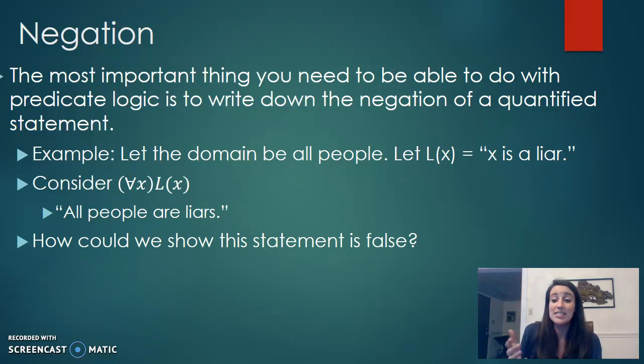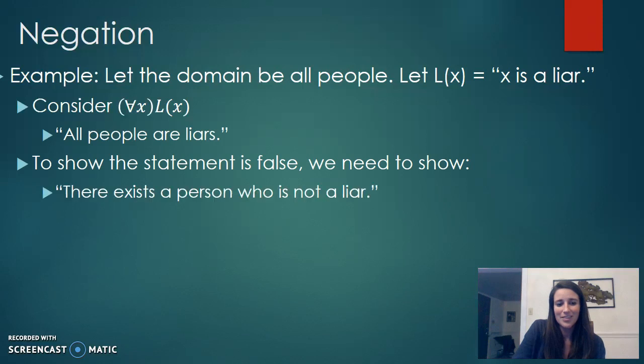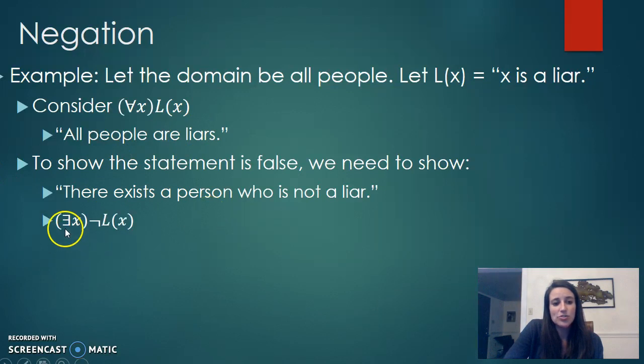Now, how could we show this statement is false? So we're trying to show all people are liars is false. That means we need to find someone who is not a liar. In other words, we need to show there exists a person who is not a liar. So in symbols, that would translate to there exists x, there exists a person, such that not L of x, who is not a liar.